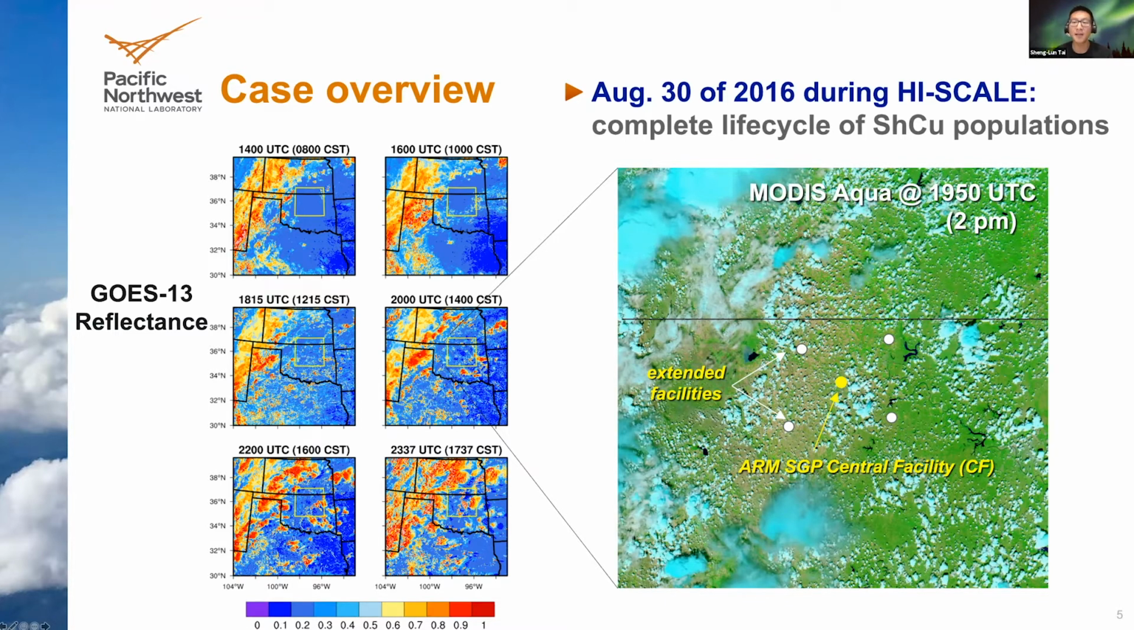On the right, you can see a snapshot taken at 2 p.m. local time, which provides us a detailed view of how the shallow cumulus population is distributed around the ARM SGP central facility in the middle, which the yellow dot shows.